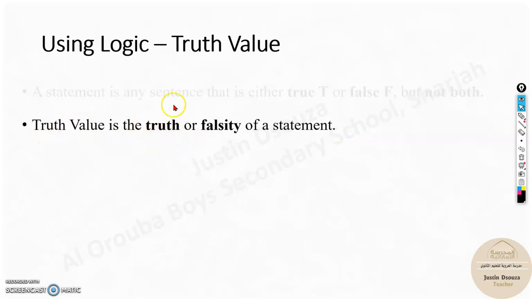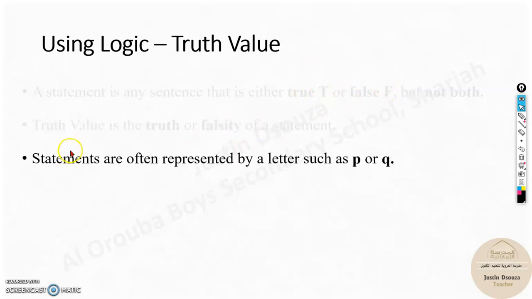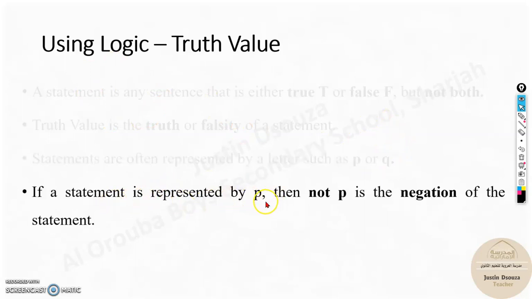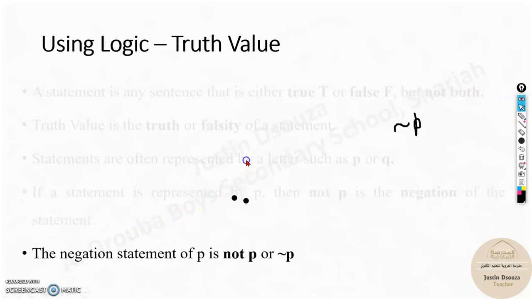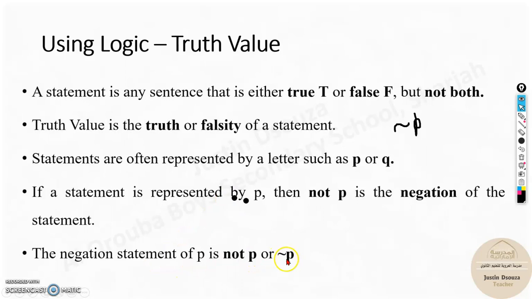A truth value is the truth or falsity of a statement. If the statement is true, then it's true. If it's false, it's false. Both of these are called truth values. Statements are often represented as P or Q, as we saw. We will see this in future problems as well. And if a statement is represented by P, then not P is the negation. That symbol which we saw means negation. The negation of statement P is not P, or this is the symbol which we'll be using.